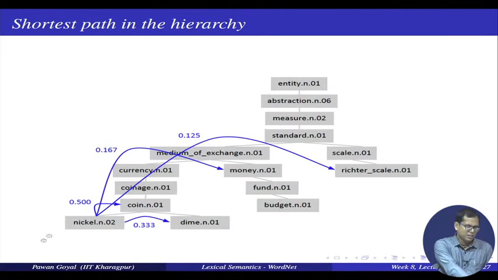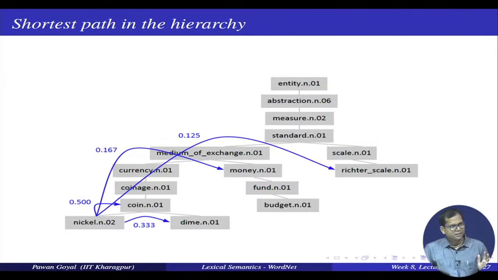What is the similarity between nickel and coin? I'll ask what is the path length, the path that connects nickel and coin. Here the length is only 1. So the similarity between these two concepts will be 1 divided by 1 plus 1, so 0.5. And what is the similarity between nickel and dime? It will be 1 divided by 1 plus path length, and the path length is 2, so it will be 0.33. And if you see nickel and a very different concept like Richter scale, here you will find the similarity is 0.125 because the path length is 7.